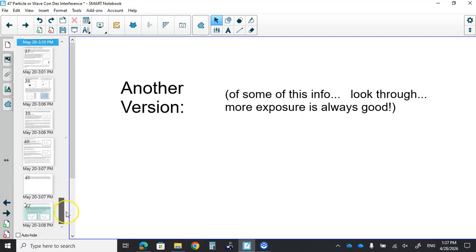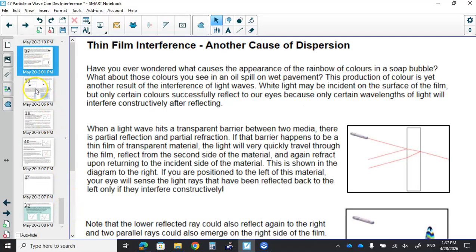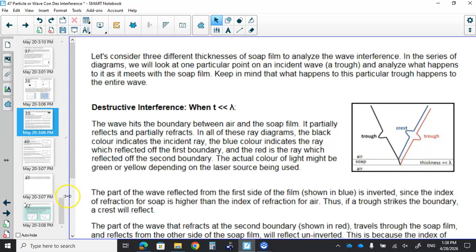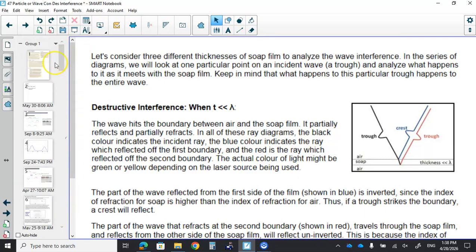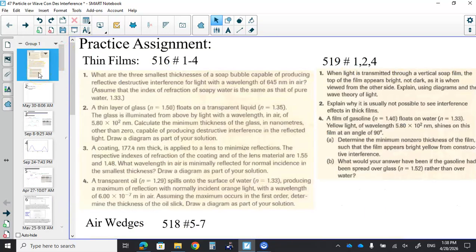The next slides I just left in because it's just another version of the information. If you feel like going through it, it's just a different look and feel, but the same information for the parts that it doubles up on. And that's it for now.